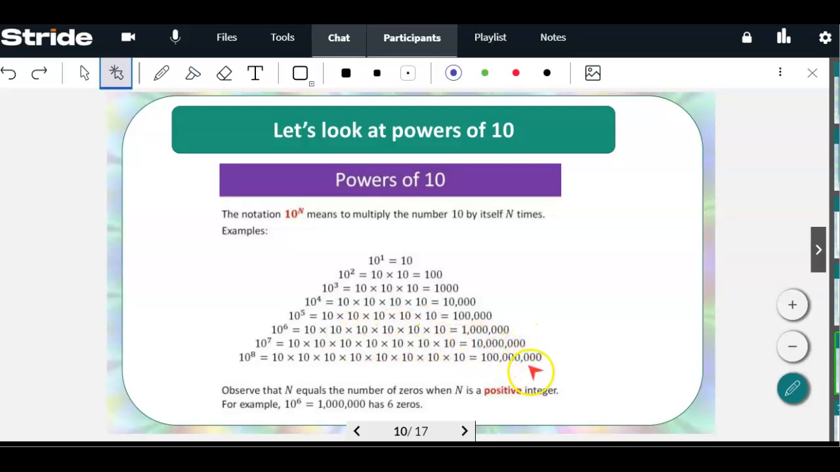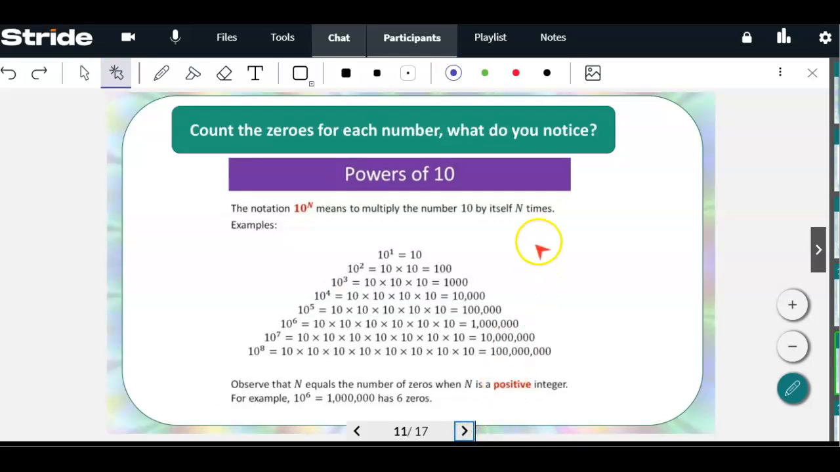Okay, so let's look at this statement here. Observe that n, the exponent here, equals the number of zeros when n is a positive integer. So, for example, 10 to the 6th, there are 6 zeros. So let's look at that in a little more detail.